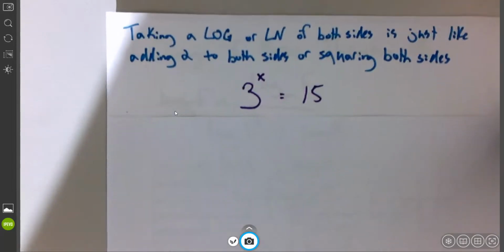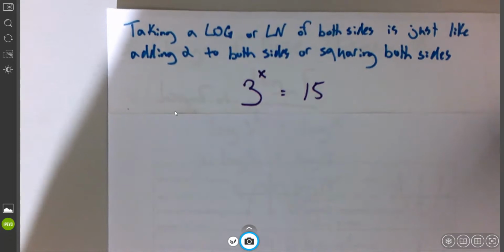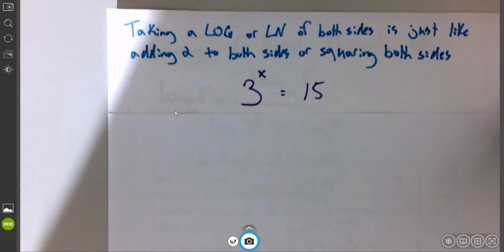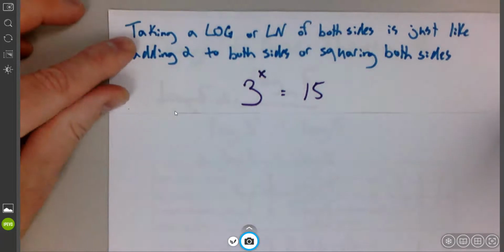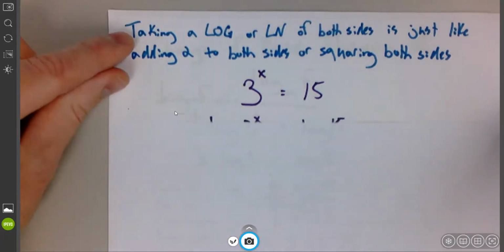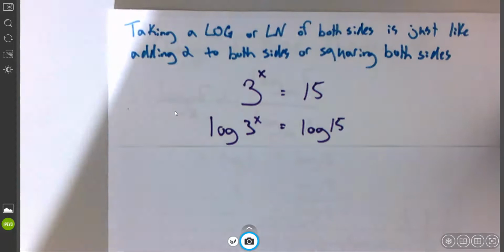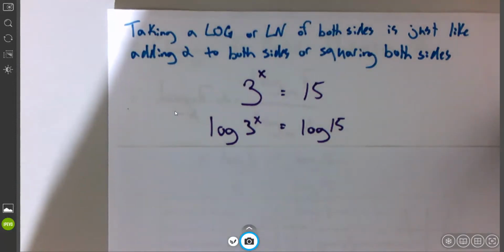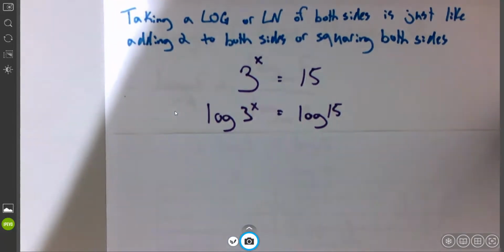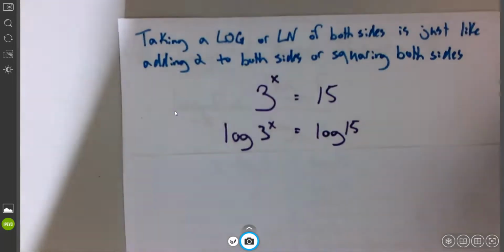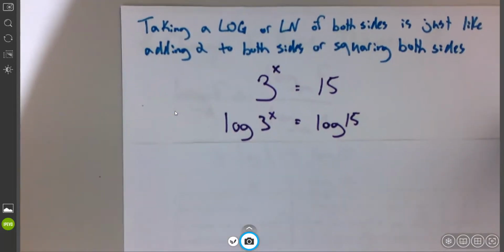So something we are allowed to do, just like you can add 2 to both sides of an equation, just like you can square root both sides of an equation, we can take a logarithm of both sides of an equation and have it still remain true. We're not changing the equation itself. So that's what I'm going to do. I have 3 to the x equals 15. I'm going to take the log base 10, so I'm just going to call it the common log. I'm going to take the log of both sides.